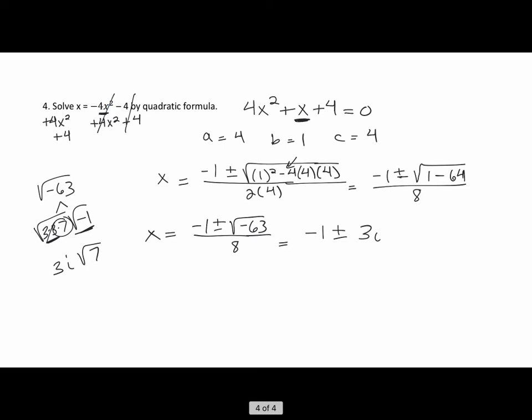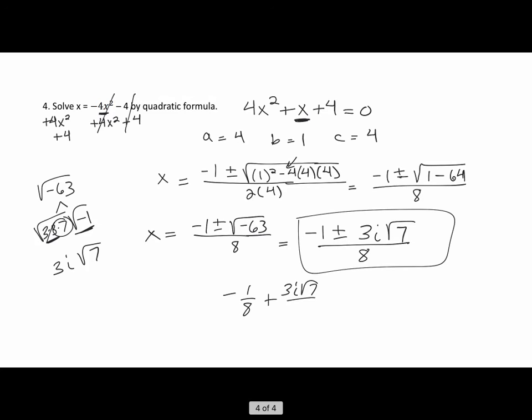So that will be 3i root 7 all over 8. Since there's no common factors in the numerator, I can't simplify this. This is as simple as it gets. But again, if you want to separate, that's a negative 1/8 plus 3i root 7 over 8. And a negative 1/8 minus 3i root 7 all over 8.